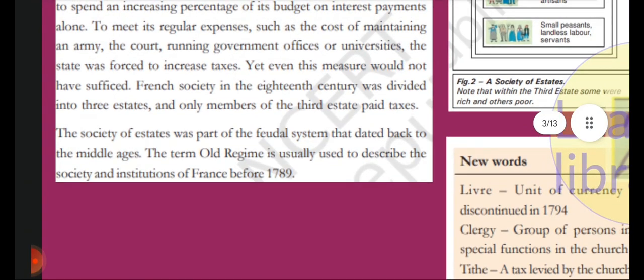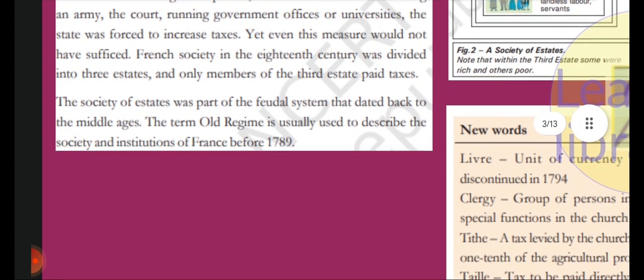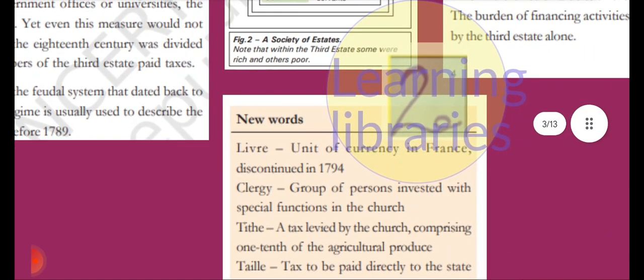Okay, the term old regime is usually used to describe the society and institutions of France before 1789. So 1789 is the period of change. Before that, old regime, that's the word used for France. And these three estates, basically the revolution will break the concept of the third estate only being responsible for taxes. So this brings us to some new words.